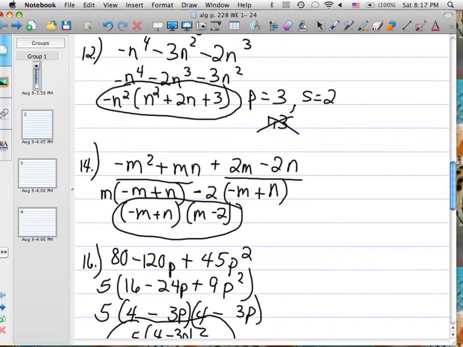Problem number 14, we have negative m squared plus mn plus 2m minus 2n. This is grouping because we have 4 terms. So from the first pair, we can take out an m, and that leaves us negative m plus n. Checking the signs, negative, positive, positive, negative. Take out a negative 2, and that leaves us negative m plus n. So our factors are negative m plus n and m minus 2.